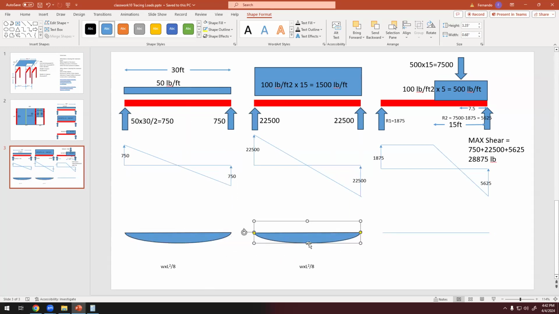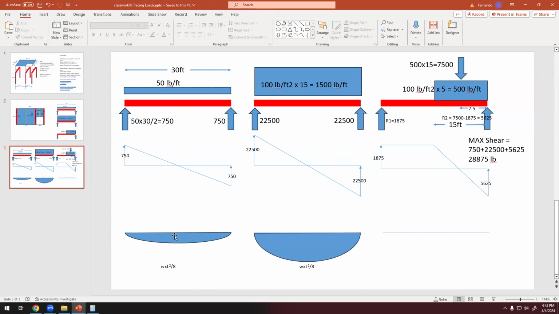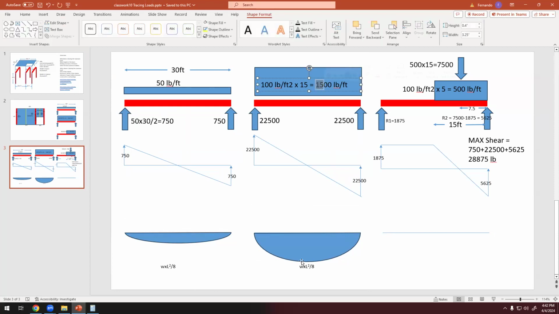Okay, so if the uniformly distributed load is something like that, that would be the maximum bending moment here because we have a very low load. If the load is greater, this bending moment would be more significant. So how much is this? What is W? It's 50.